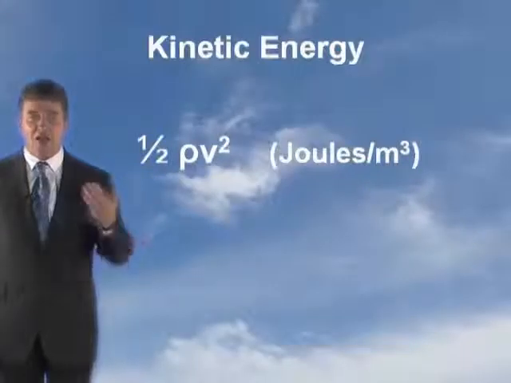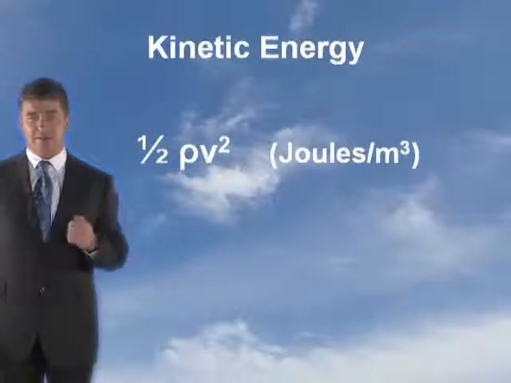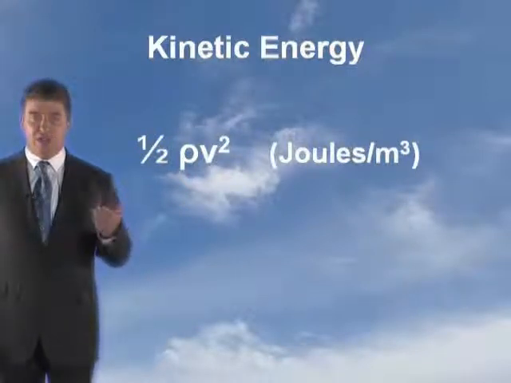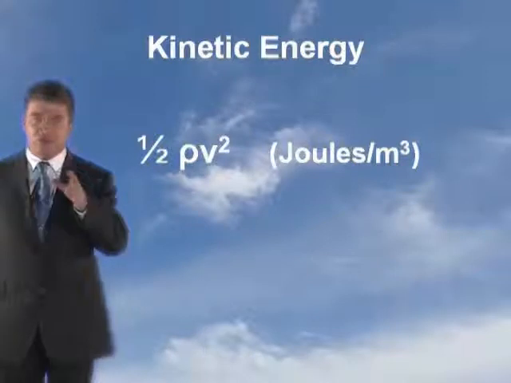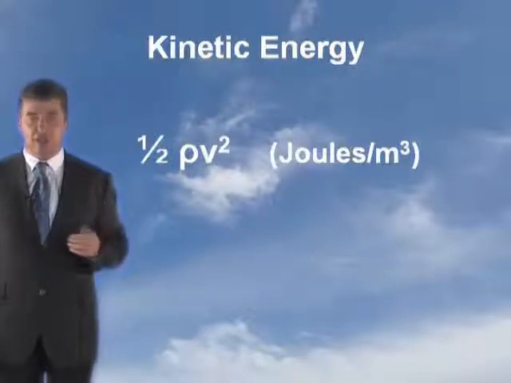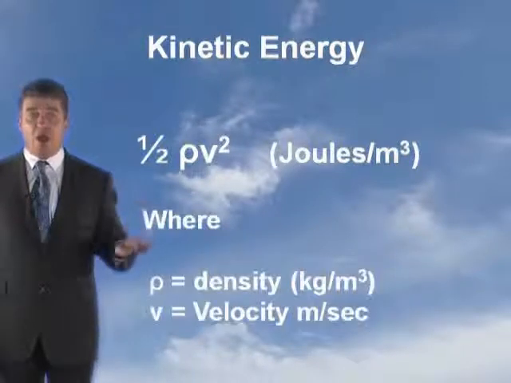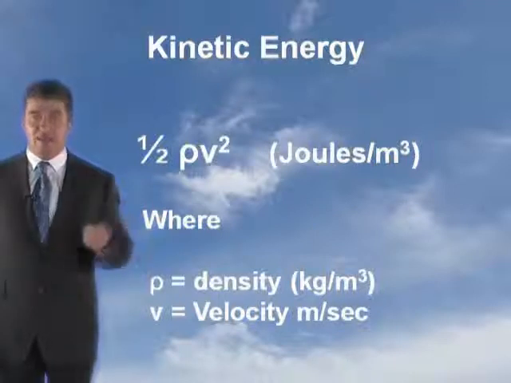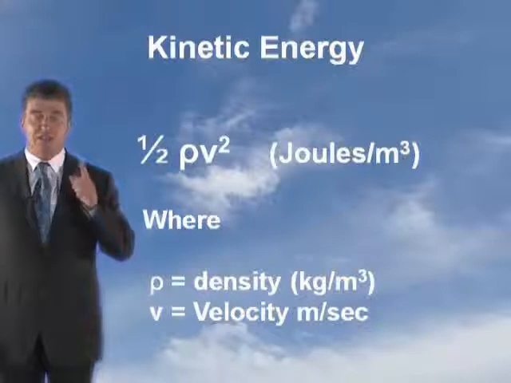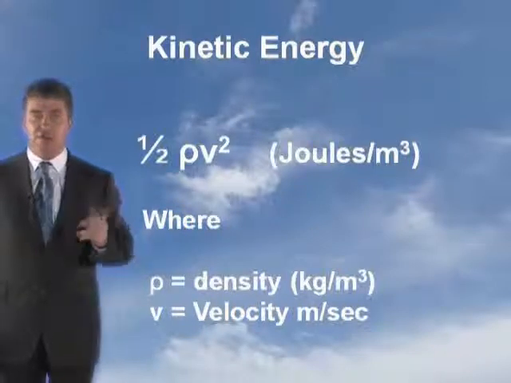Now, what about the kinetic energy? Well, the kinetic energy is due to the fluid being in motion, and the kinetic energy can be considered to be half rho v squared. And again, this comes out in joules per metre cubed. You understand? You've got to get it to joules per metre cubed. And in this case, rho is the density, again in kilograms per metre cubed, and v is the velocity in metres per second.